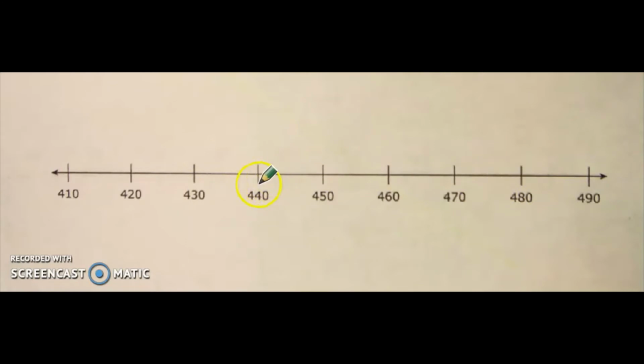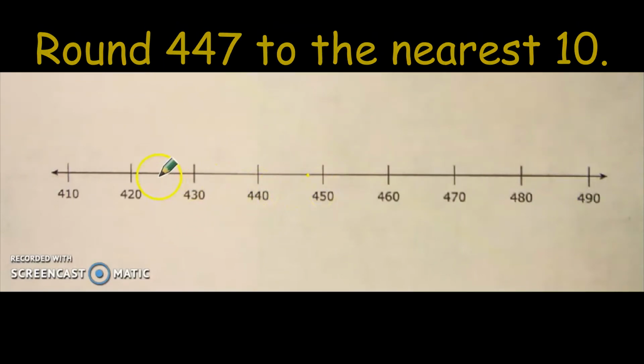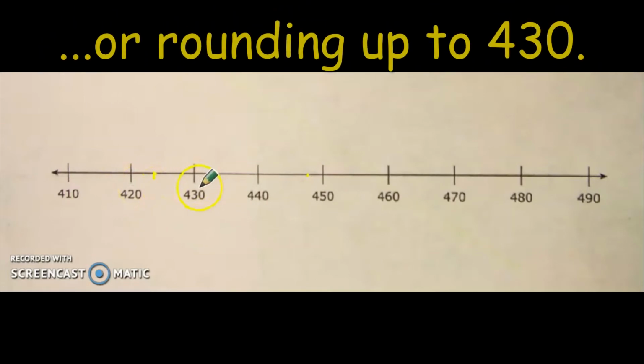So if I said the number 447, it would be somewhere around there, and the two tens we would look at would be 440 and 450. And another example would be 424 would be about there, and so we would focus on either rounding down to 420 or 430.